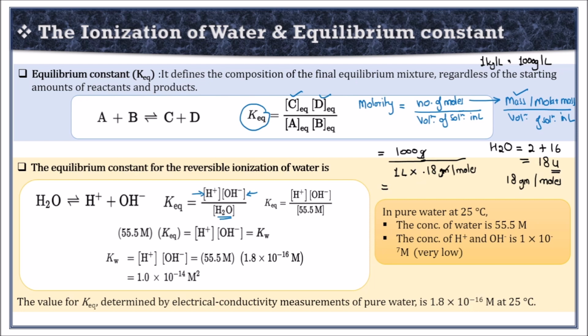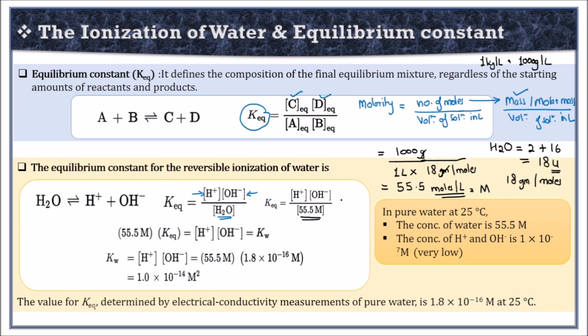So by dividing 1000 by 18, use your calculator. 1000 divided by 18 is 55.5555 and so on. So the answer is 55.5, and the unit is moles per liter, and this moles per liter we can write as capital M. So here you can see it is 55.5, and this is how you get this value. I hope up to this point everything is clear to you.